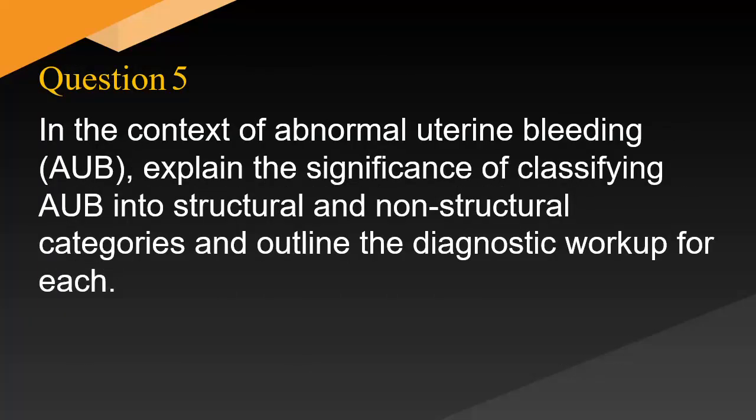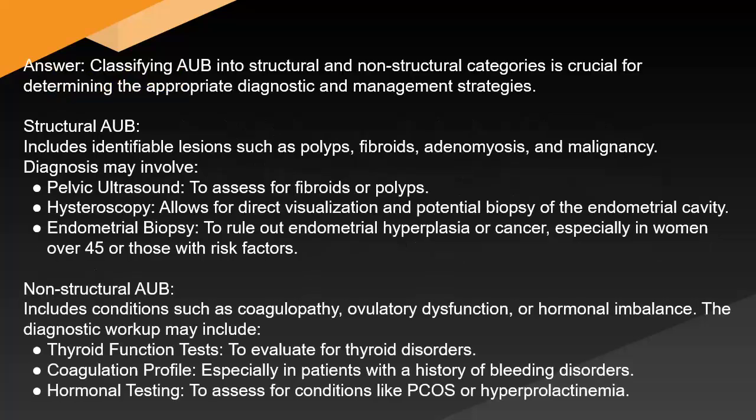In the context of abnormal uterine bleeding, AUB, explain the significance of classifying AUB into structural and non-structural categories and outline the diagnostic workup for each. Answer: classifying AUB into structural and non-structural categories is crucial for determining the appropriate diagnostic and management strategies. Structural AUB includes identifiable lesions such as polyps, fibroids, adenomyosis, and malignancy. Diagnosis may involve pelvic ultrasound to assess for fibroids or polyps.